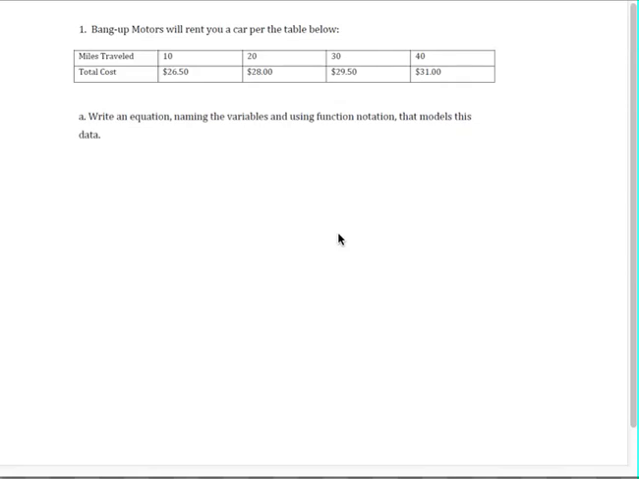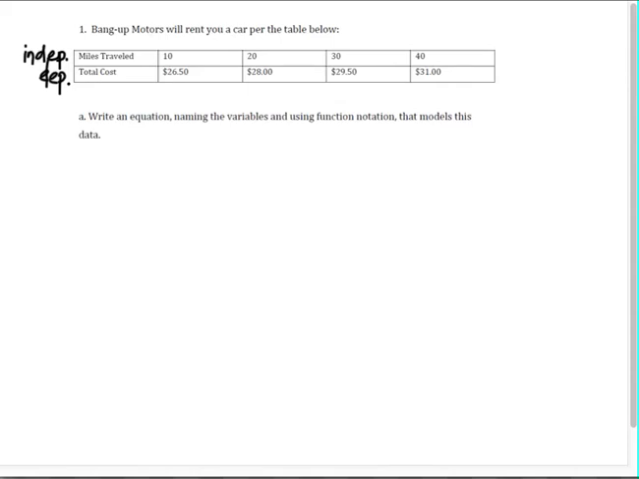All right, so once we've identified it, I'm just going to label it so we can correctly name the variable and input it into the equation using function notation appropriately. So the total cost, dependent variable, and miles traveled, independent. Okay, I'm abbreviating indep and dep, independent and dependent.